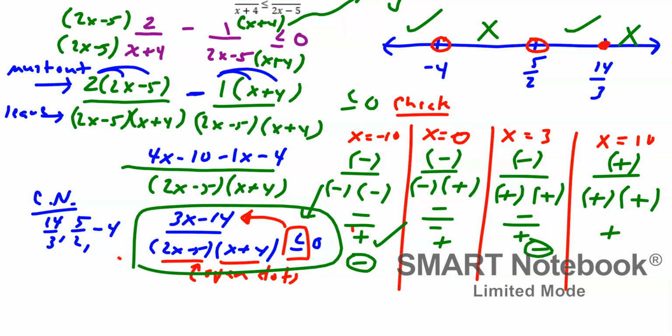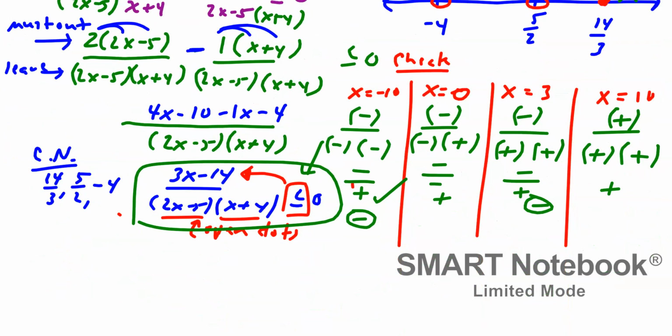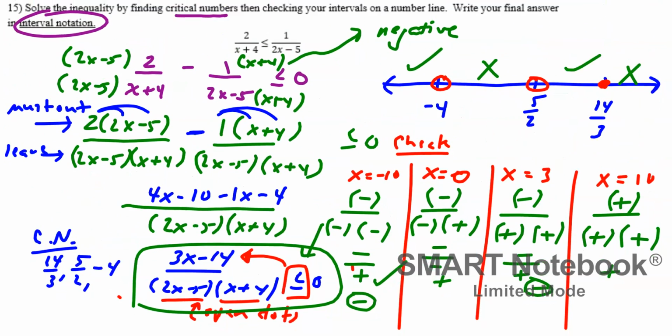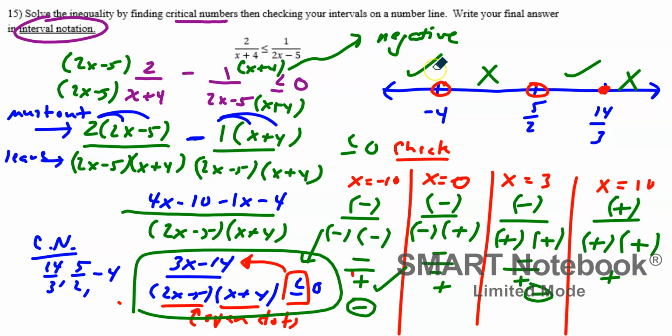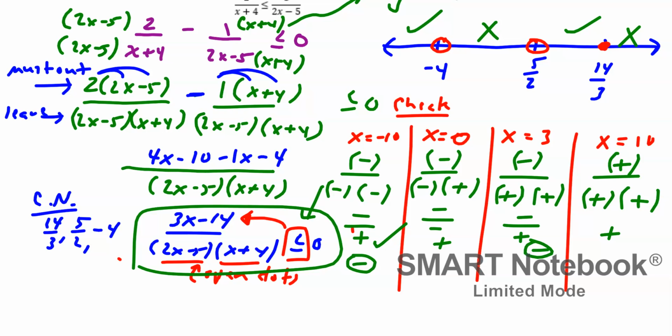We need to answer our question in interval notation. So the two intervals that did work were the two with the check marks. So if we were going to represent this interval here and this interval here in interval notation, here would be my final answer. This is true from -infinity to -4 because we have an open dot.